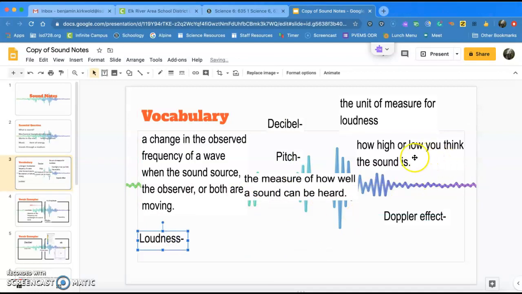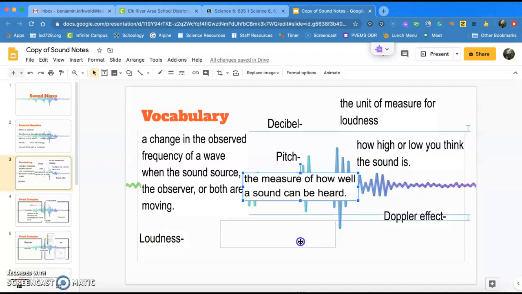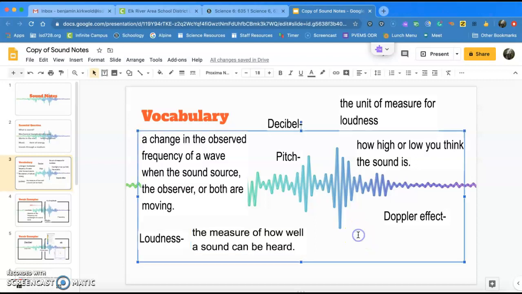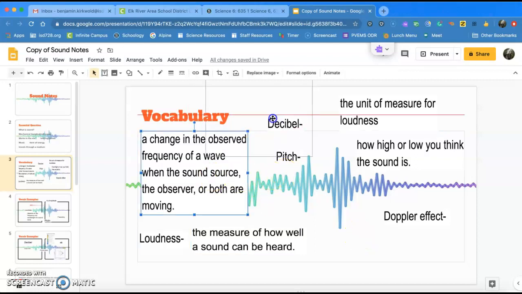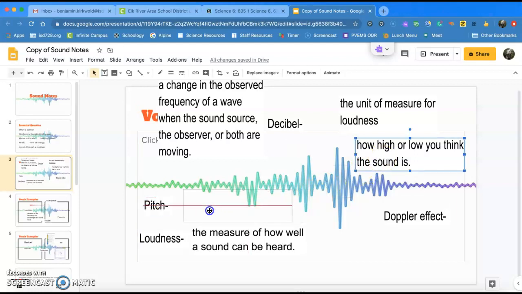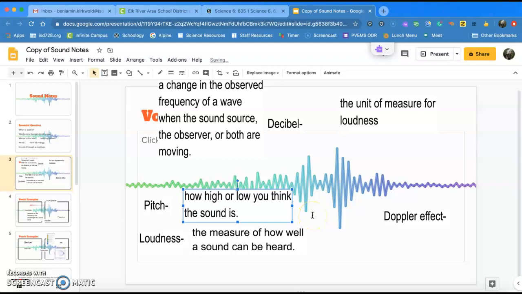So loudness is the measure of how well a sound can be heard. If you can hear it really well, it's probably loud. If you can't hear it very well, it's probably not very loud. Okay. The next one I want to talk about is pitch. Pitch is how high or low you think that sound is.